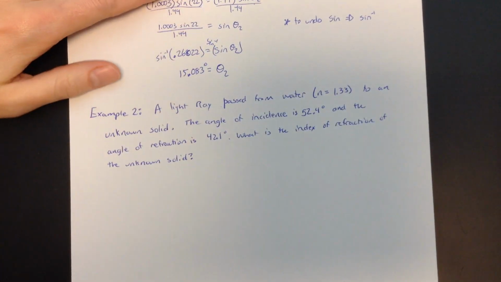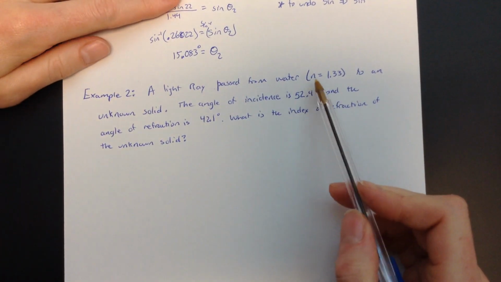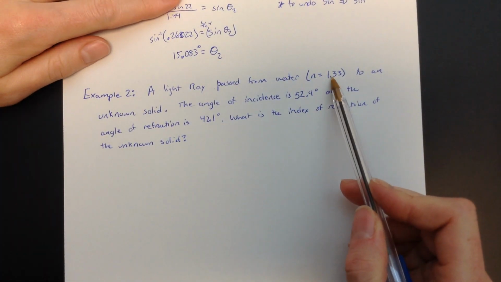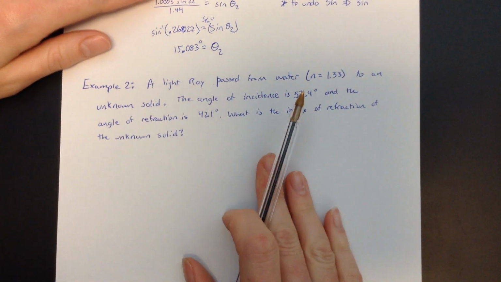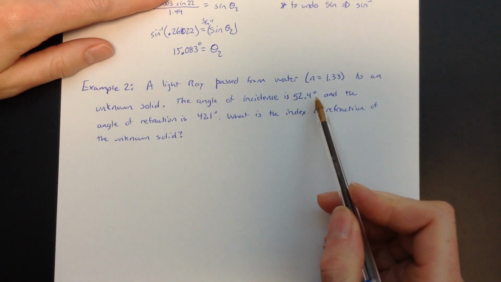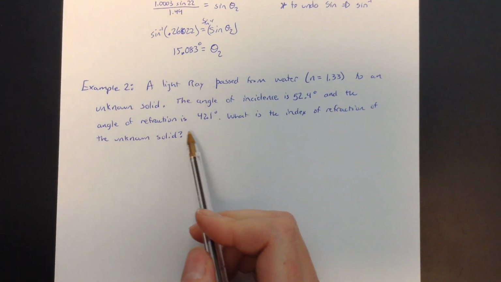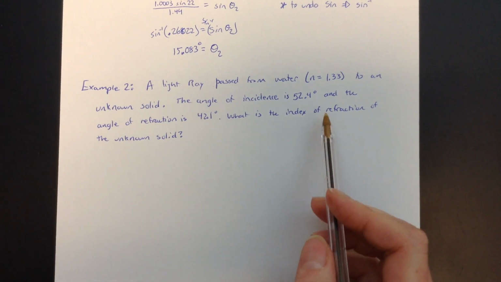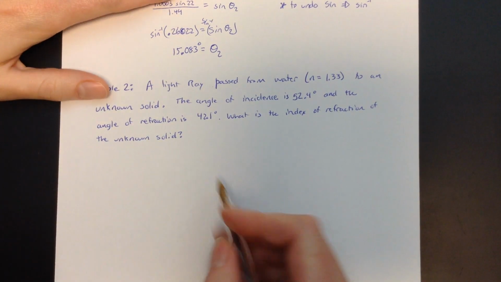A light ray passed from water, which has an index of refraction of 1.33, to an unknown solid. The angle of incidence is 52.4 degrees and the angle of refraction is 42.1 degrees. What is the index of refraction of the unknown solid?